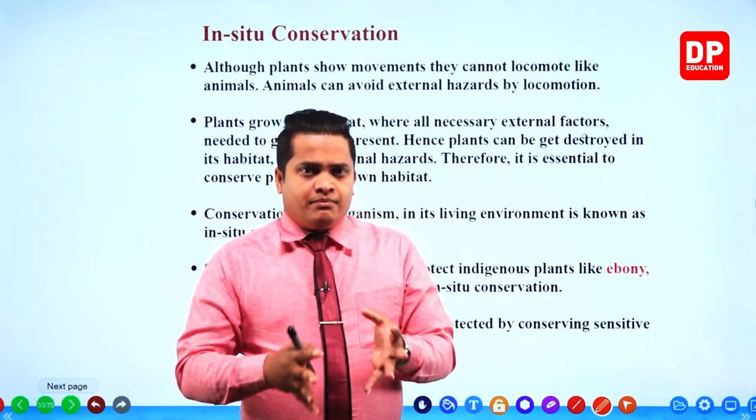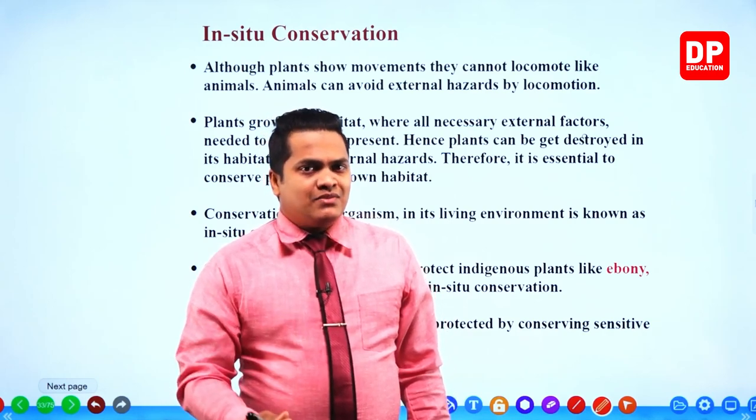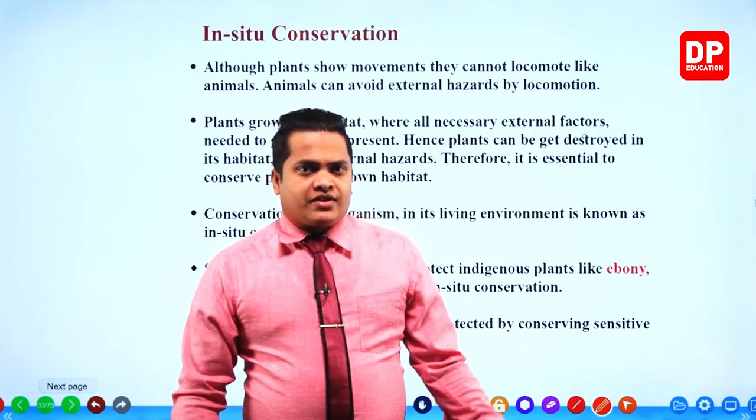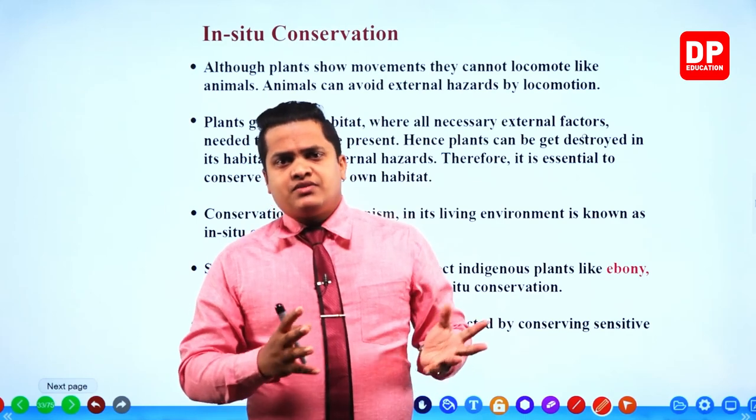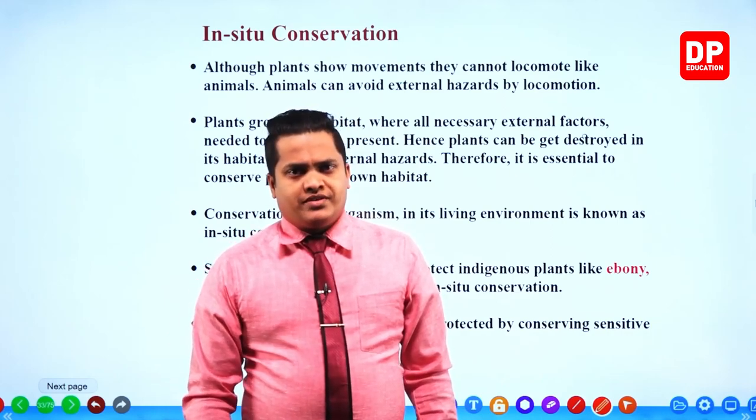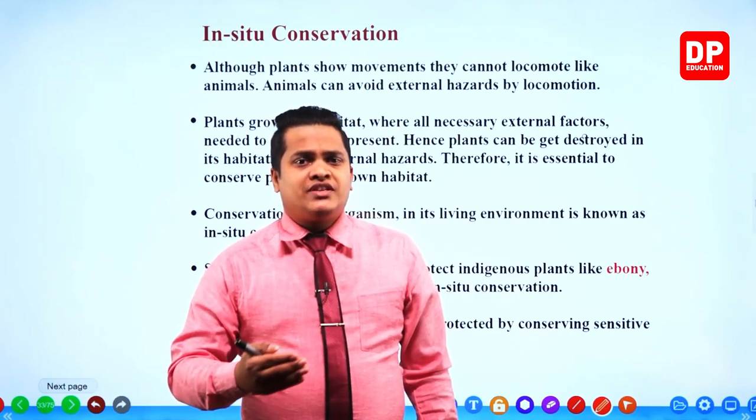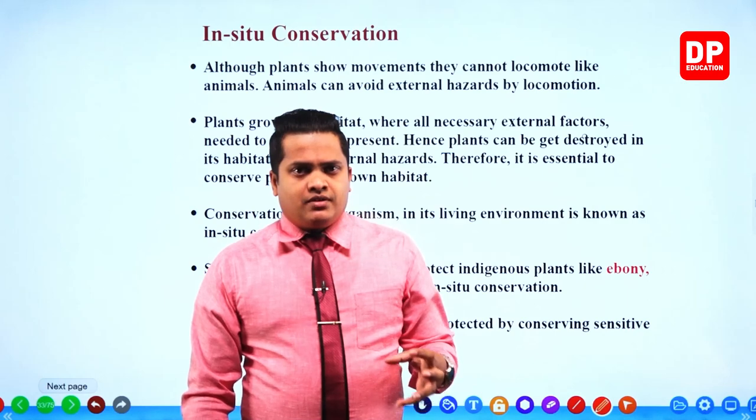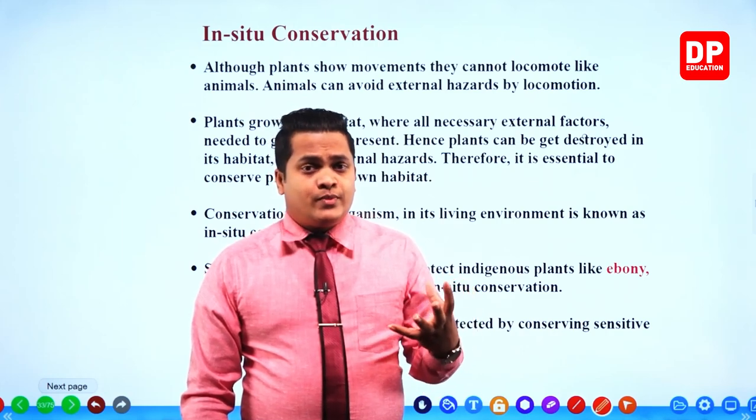Now all the plants located in that area will definitely be destroyed. However, the animals living in that area will run to a different place. So, my dear children, animals can save their lives from that natural disaster. However, plants will not be able to survive, mainly because plants can't locomote from one place to another. So it's a huge disadvantage for plants, because they will not be able to survive external hazards. So locomotion is very important for an organism.